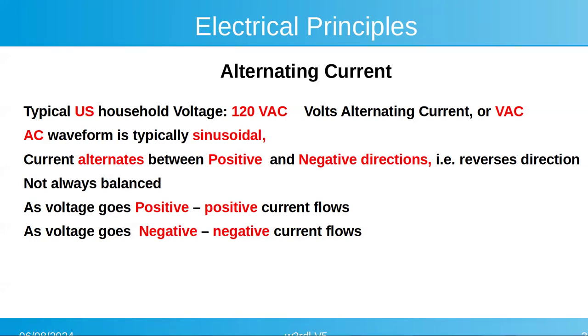Okay, so your typical household voltage is 120 volts AC. And it's a sinusoidal waveform. Most of your basic alternating current waveforms are a sinusoid. It may be a combination of sinusoids at different frequencies, which creates a different looking waveform, and we'll talk about that a little bit later on. But the basic thing is it has to alternate between positive and negative directions. So it has to change direction to be alternating current. That's where alternating comes from.